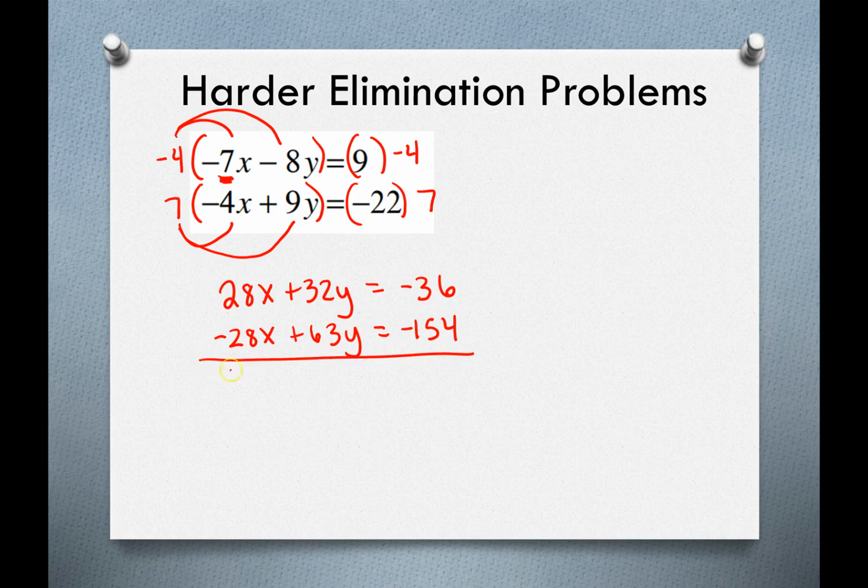All right, adding down, this disappears. A 32y plus a 63y gives me 95y. And I'm going to add these two things, a negative 36 plus a negative 154 gives me negative 190. Divide by 95. Dividing by 95, I get negative 2.